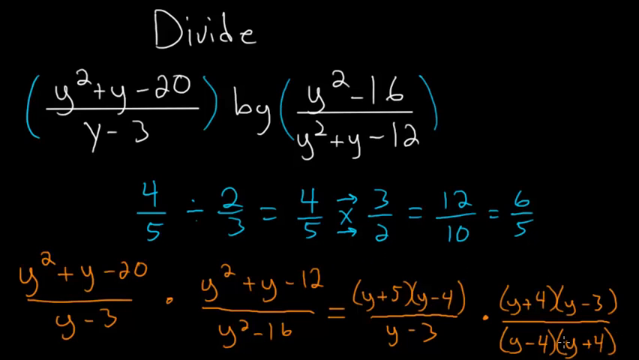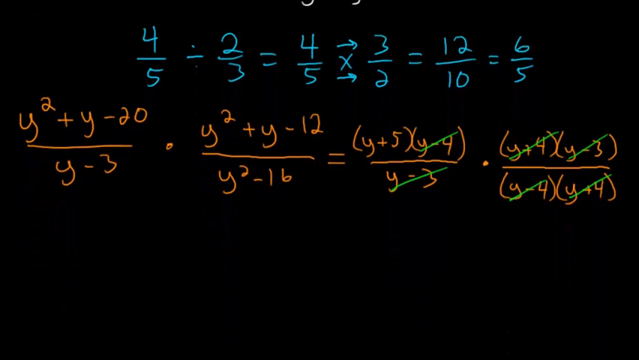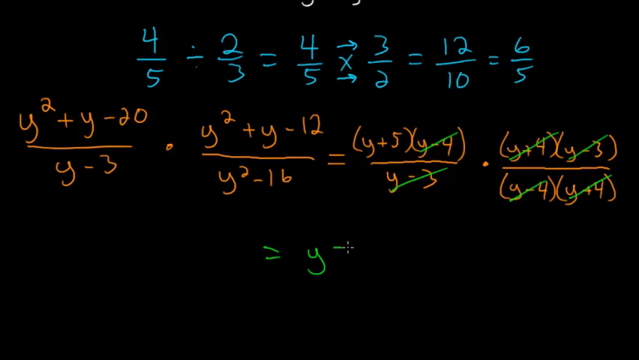And now that we've factored everything, we can make some cancellations. So notice that we have y plus 4 here and here. We have a y minus 4 here and here. And we have a y minus 3 here and here. So what we're left with in the end is just this y plus 5. So our answer, when we divide those two fractions, is simply y plus 5.